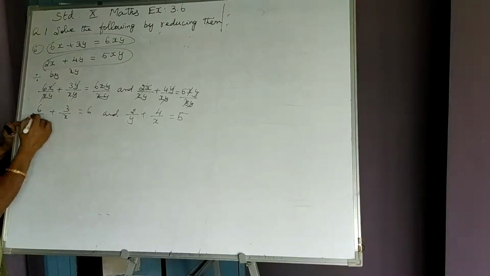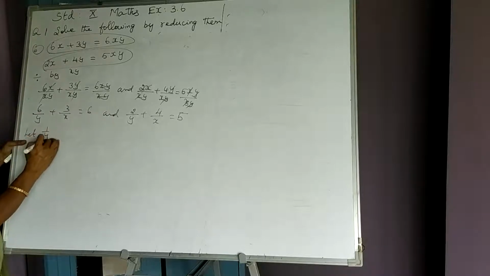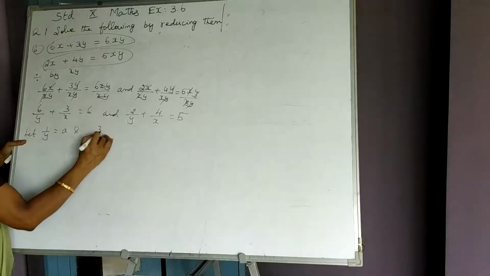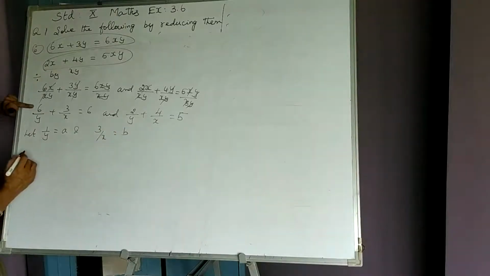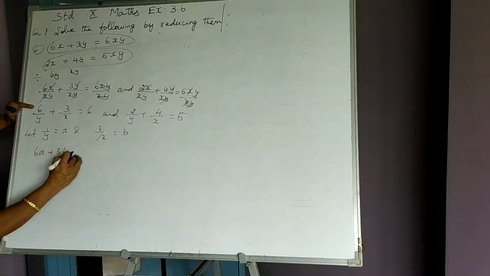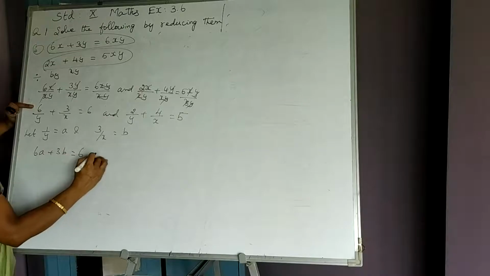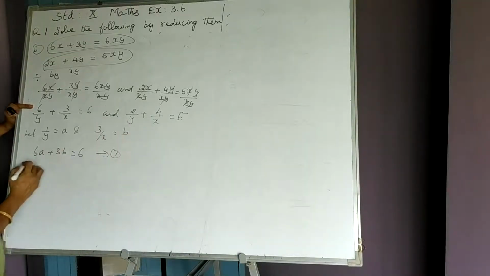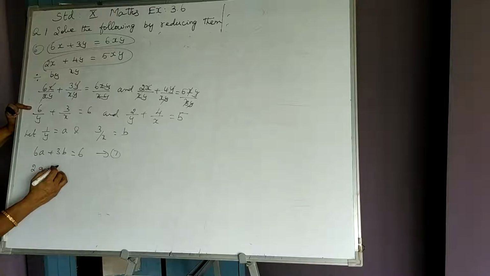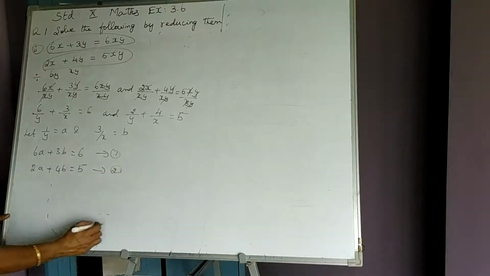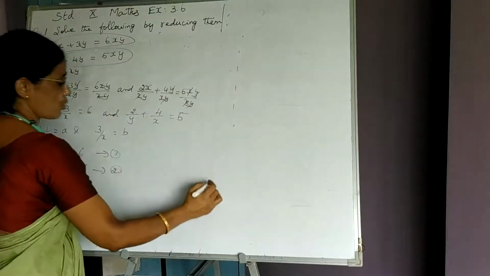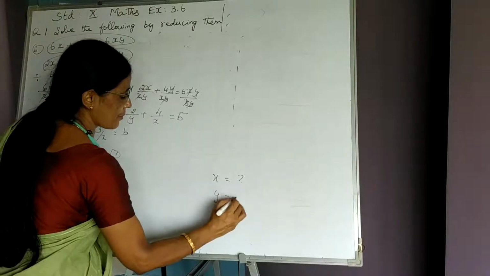So now we are going to solve like the previous sum. So let 1 upon y is equal to a and 1 upon x is equal to b. So this reduces to 6a plus 3b is equal to 6. This is the first equation. Here it becomes 2a plus 4b, which is equal to 5. This you can solve like the previous sum and get the value of x and y.